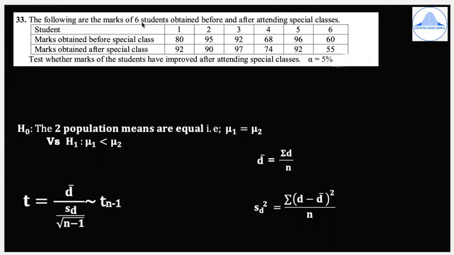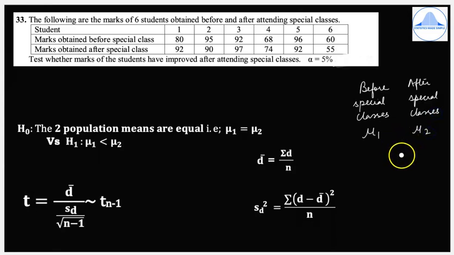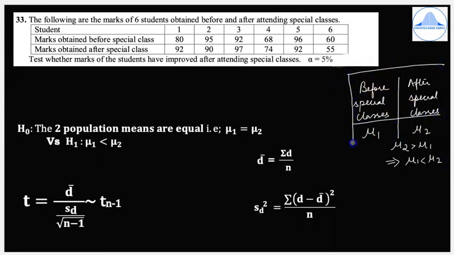So it is the paired T test. Now, the question asks us to test whether the marks of the students have improved after attending special classes. So let me write this point at this side, which is important. So now, before special classes, the mean marks scored by the students is denoted by mu1, and after attending special classes, the mean marks of the students is denoted by mu2. So they have asked us to check whether mu2 is greater than mu1. But whenever we write the alternative hypothesis, we should write mu1 first and then mu2. So it means that mu1 is less than mu2. So be very careful here when you're writing the alternative hypothesis. This is an important point to keep in mind.